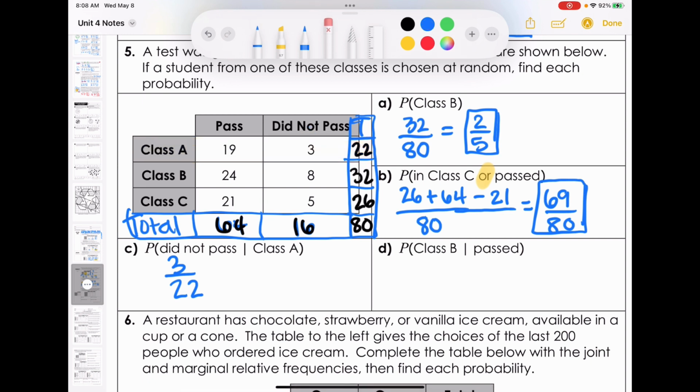Part D, the probability that they're in Class B given that they passed. So we're looking at our passed column. So 64 total passed. And then out of those 64, 24 were in Class B. And that can be simplified to 3 over 8.